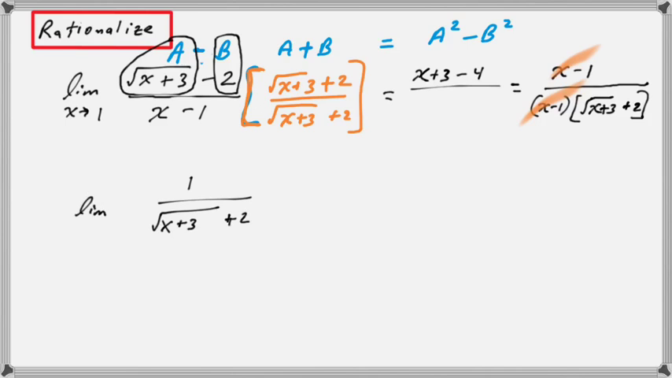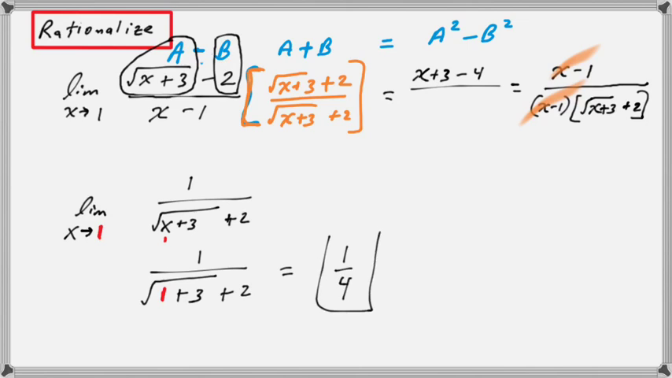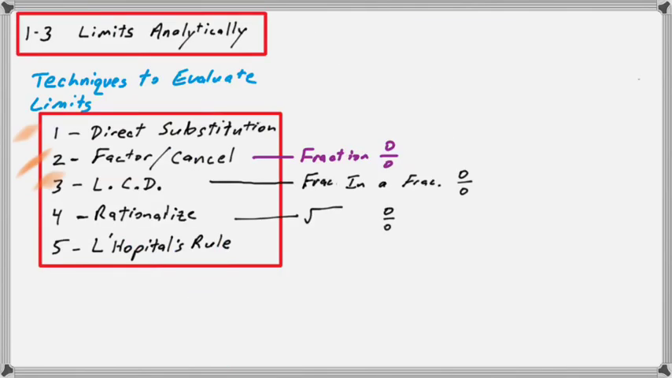We're doing the limit as x approaches 1. So I'm going to replace that x with a 1. 1 over radical 1 plus 3 plus 2. I believe it would give me an answer of 1/4. Okay, so that one was rationalizing. Leaving us L'Hopital's rule, which to be honest we can't get to till I teach you how to do derivatives. So we will be getting to L'Hopital's rule.